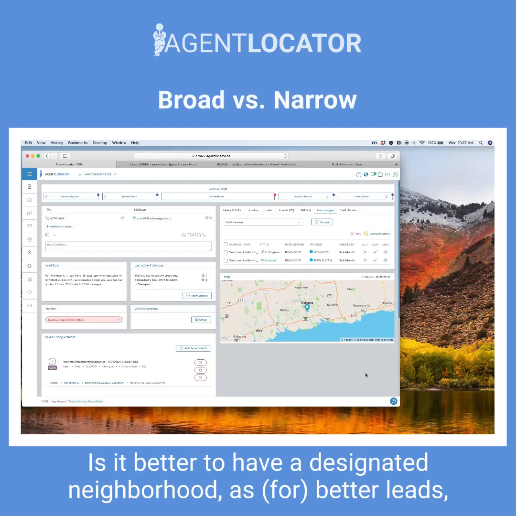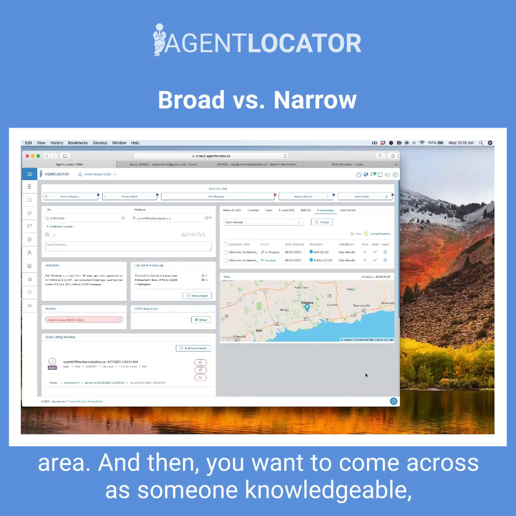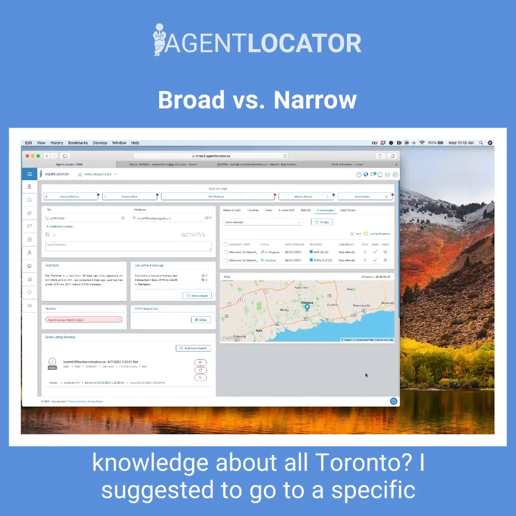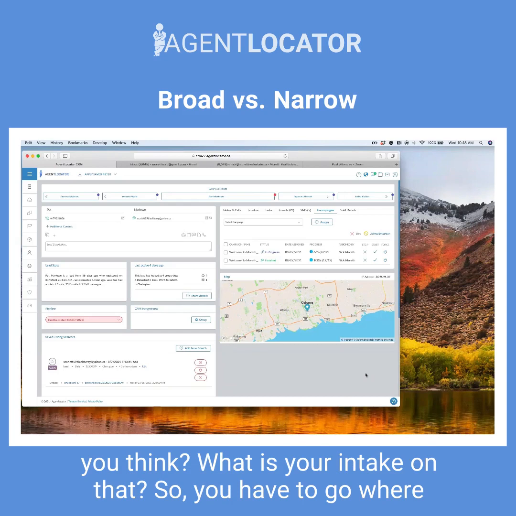Is it better to have a designated neighborhood as better leads, or just all Toronto? Because I thought all Toronto is a wide area, and you want to come across as someone knowledgeable who knows exactly what she's talking about. But how can I have knowledge about all Toronto? I suggested to go to a specific neighborhood, which I have been active in. So what do you think? What is your intake on that?